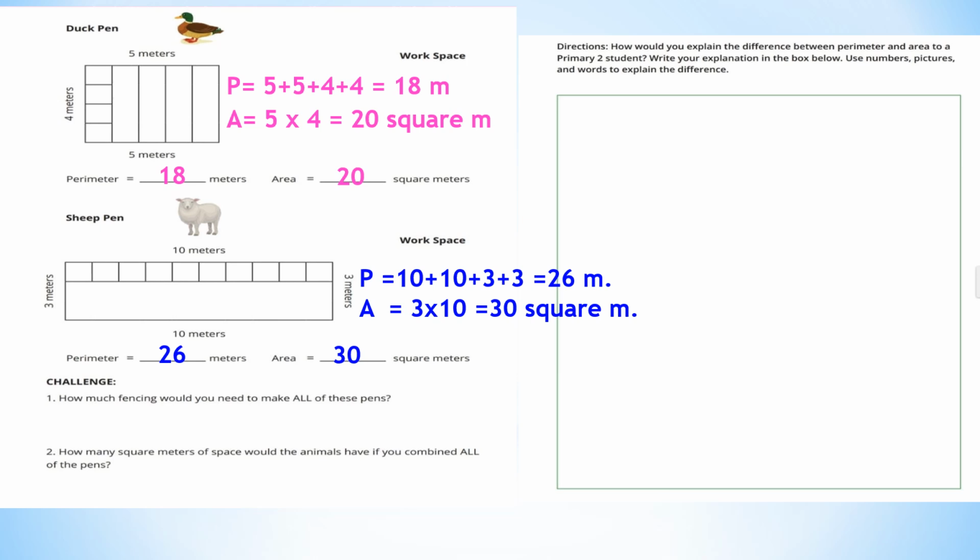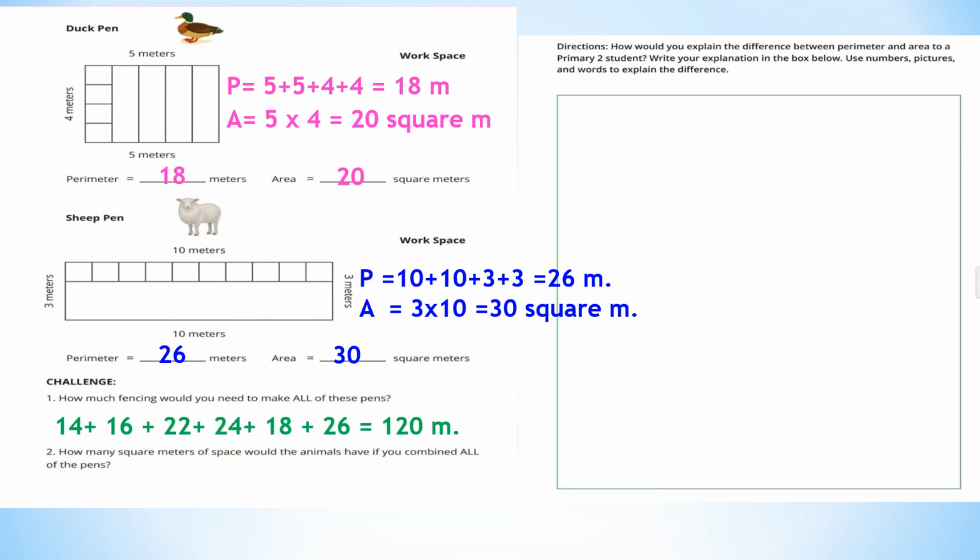But here, our challenge. How many fencing would you need to make all of these pens? We said fence is what? Fence is the perimeter, the distance around the shape. I wanted to find the fence around all of these pens. So I will make a perimeter or a fence around all of these. So I will add all perimeters like this.